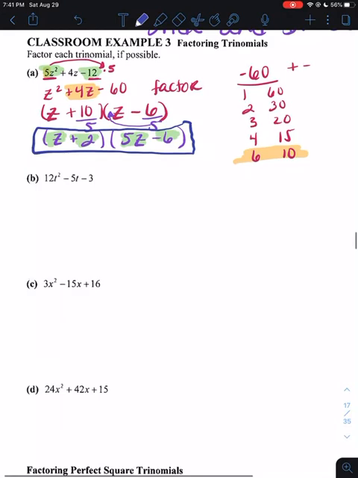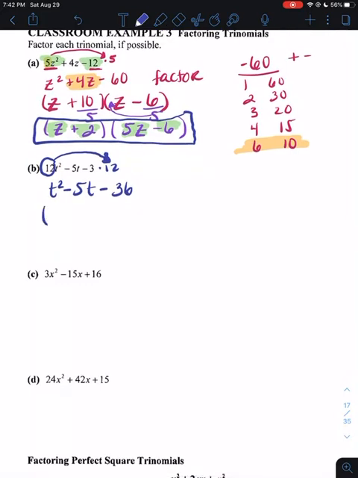Part B, same thing. I look here, I have a number in front of my t squared, so I'm going to use this slide and divide. I take this 12 and I slide it across the page. So now this is t squared minus 5t. Remember, the 12 comes down here. Minus 3 times 12 is 36. So now I want to go through that same process.